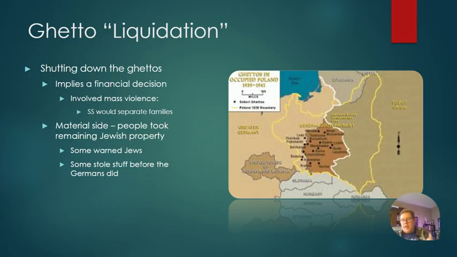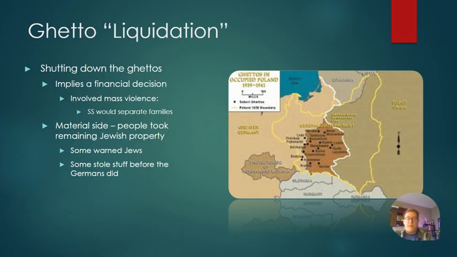Another big thing that comes into play is ghetto liquidation, or the shutting down of the ghettos. Now, you might think of the grander concept of liquidation, that's the financial term. It means to liquidate or sell your assets. Well, it's anything but a financial decision. It typically involves mass violence. The SS would separate families, choose laborers, and then send the rest to be killed. Often they had the Jewish police and Jewish leadership helping this process as well.